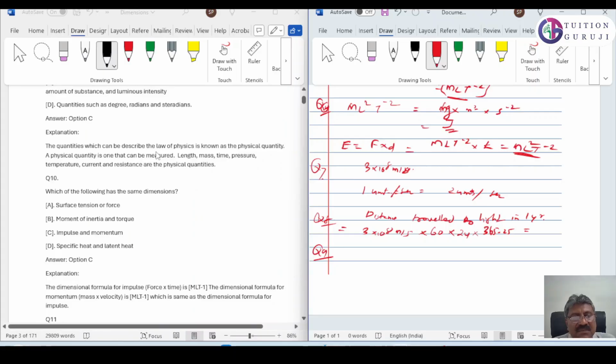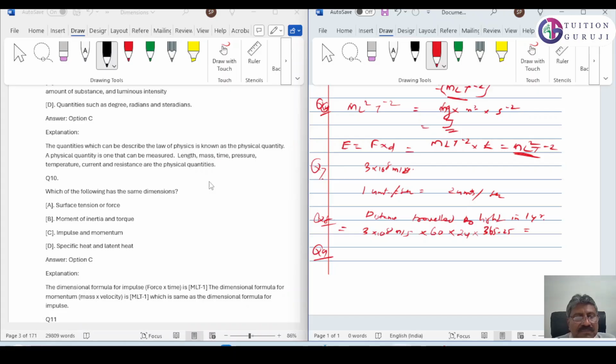Now, the quantities which can be described by the laws of physics are known as physical quantities. A physical quantity is one that can be measured. Length, mass, time, pressure, temperature, current and resistance are physical quantities. Even derived quantities are also physical quantities.